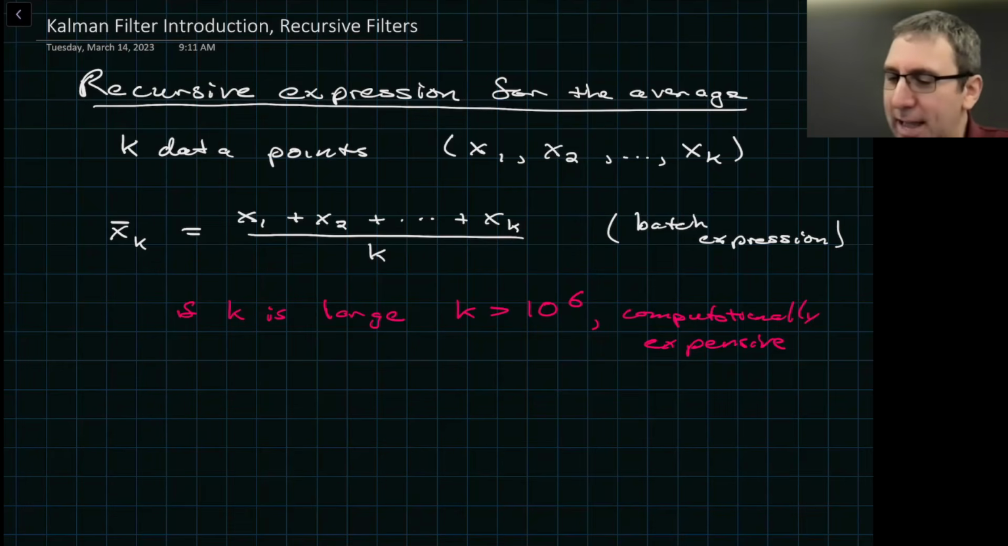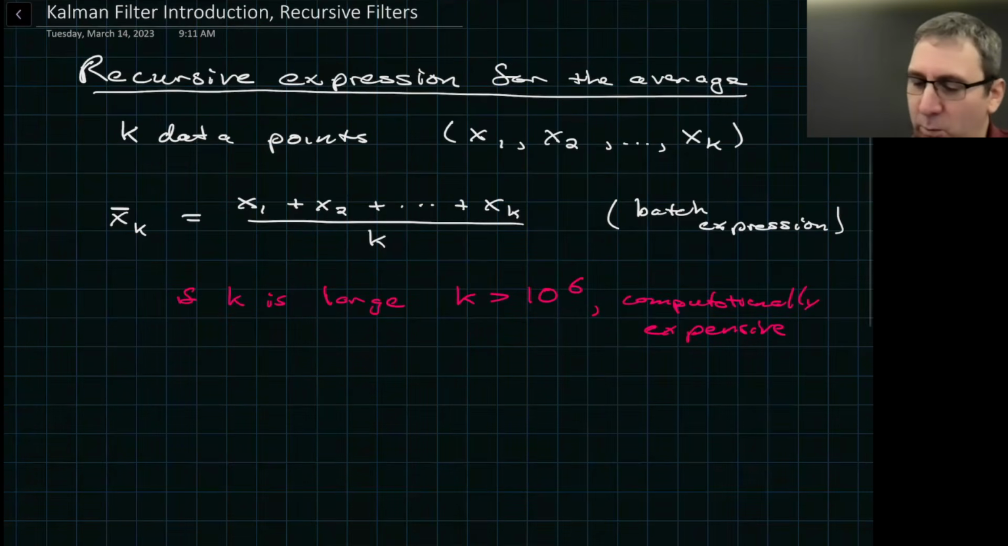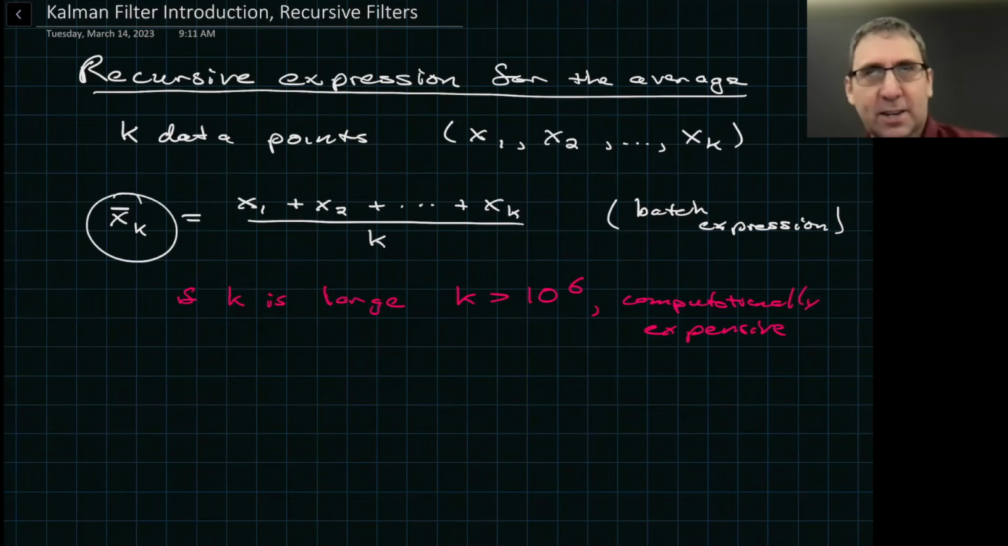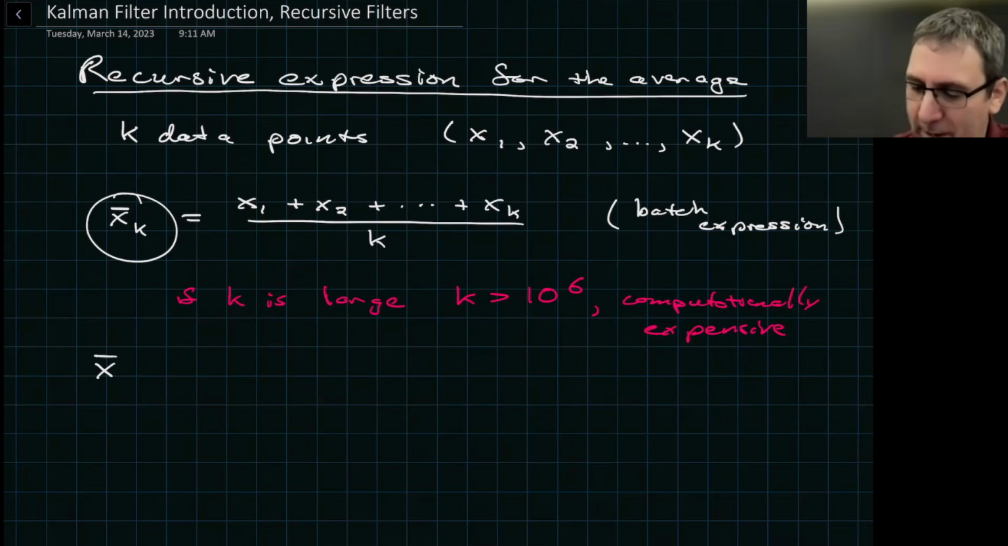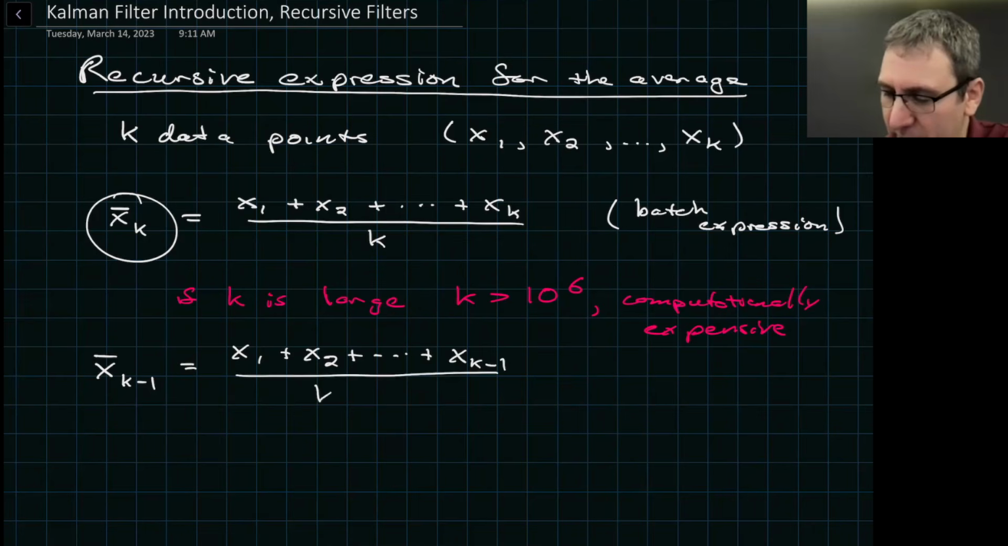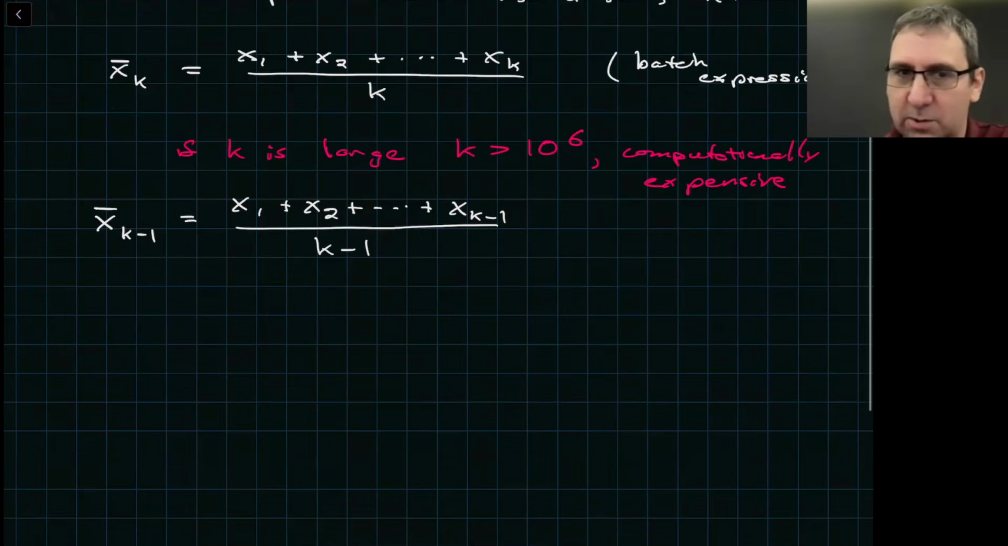So we want to write a recursive expression, meaning we want to write x bar k, the average over k, in terms of the previous average, x bar k minus 1, plus something new. What is x bar k minus 1? This is just the sum over all of these up to xk minus 1, and then divide by the total number of points here, k minus 1. Okay, so far so good.